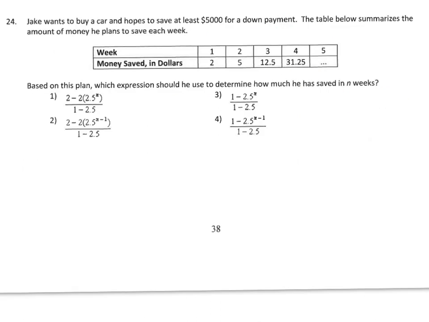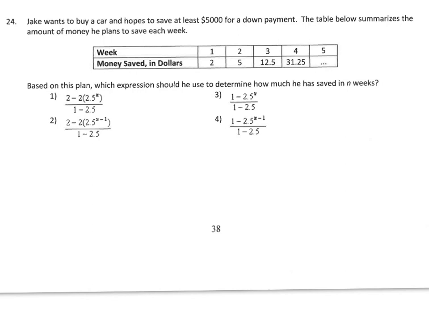Okay, number 24. Jake wants to buy a car and hopes to save at least $5,000 for a down payment. The table below summarizes the amount of money he plans to save each week. Based on this plan, which expression should he use to determine how much he has saved in n weeks? Okay, so first we have to figure out what's going on from week to week.